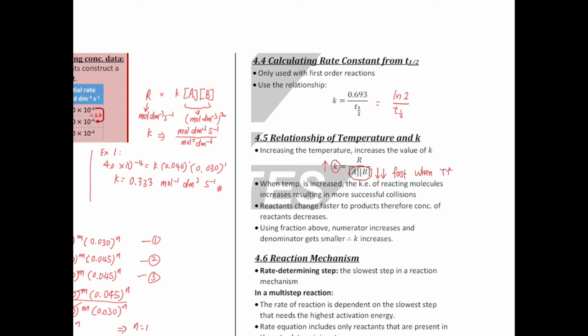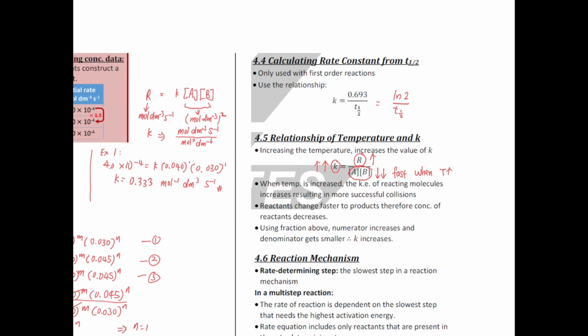So this is mathematics, you know. When the denominator decreases, you get a greater answer. Okay, so using fractions, you see the next point. Using the fraction above, the numerator increases. Why does the numerator increase? Because of the rate, right? Higher temperature, higher rate. Rate increases at higher temperature.